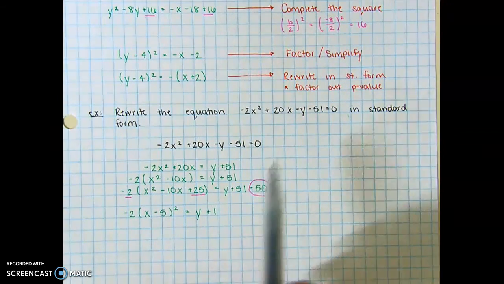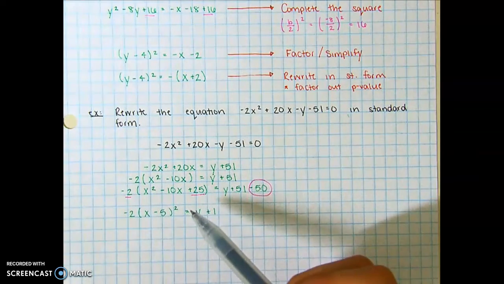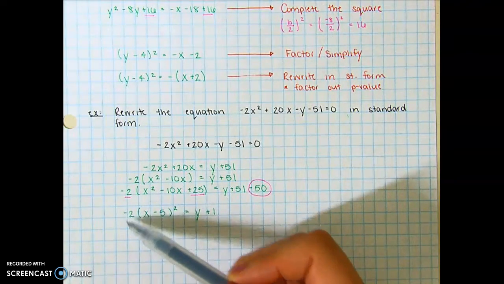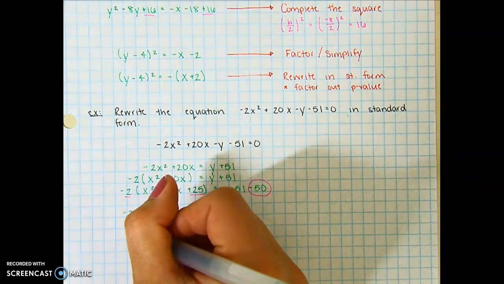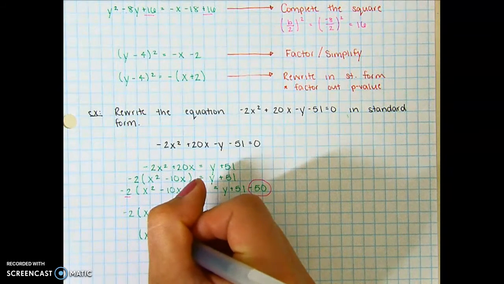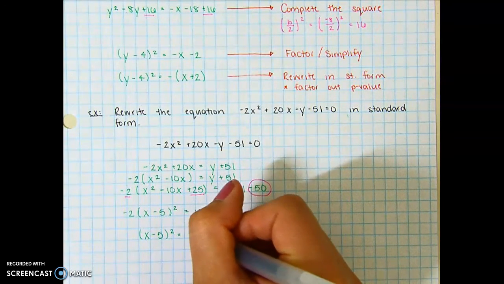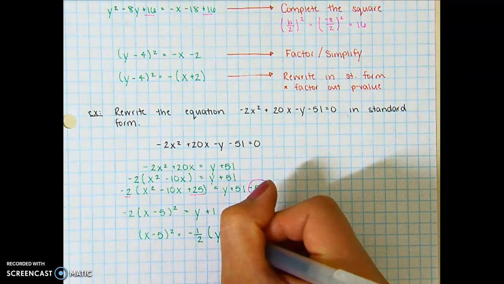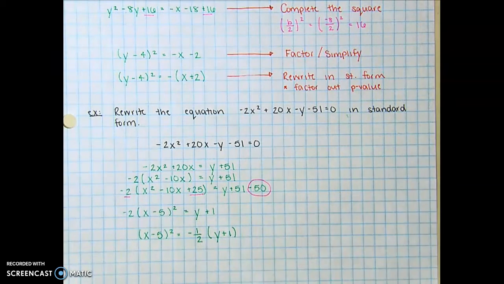Now again, remember the last step. We almost have it in standard form, but it's not quite, right? We don't want anything over here. We want our 4p to be on the other side. So I'm going to divide both sides by negative 2, which means this will be negative 1/2. And then we want it to stay factored out. So I'm going to have my (y plus 1) right there.